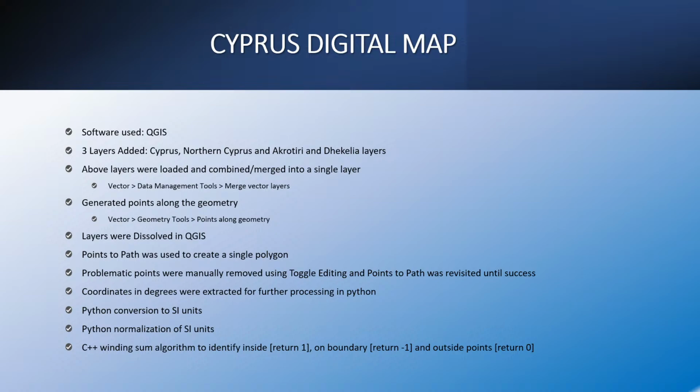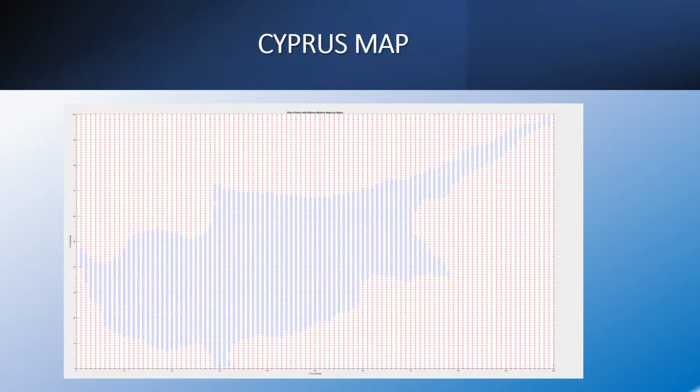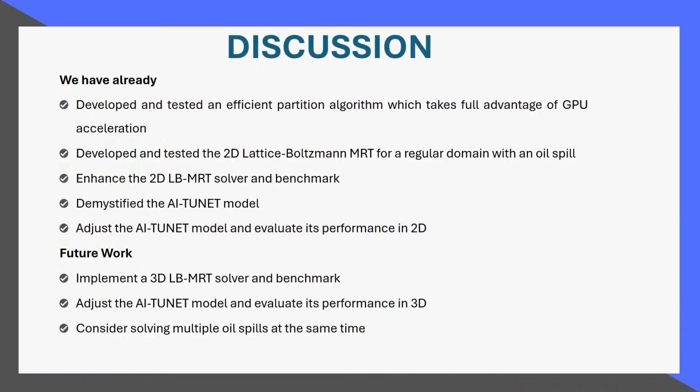Then we used Python to convert it into SI units, and also to normalize it in SI units. And then we developed a C++ winding sum algorithm to identify nodes: inside nodes returned 1, on boundary returned -1, and outside points returned 0. The result was the digital map of Cyprus. You can see here blue circles represent onshore and red crosses represent offshore. So we have the capability of having the digital map of Cyprus for running oil spill simulations.